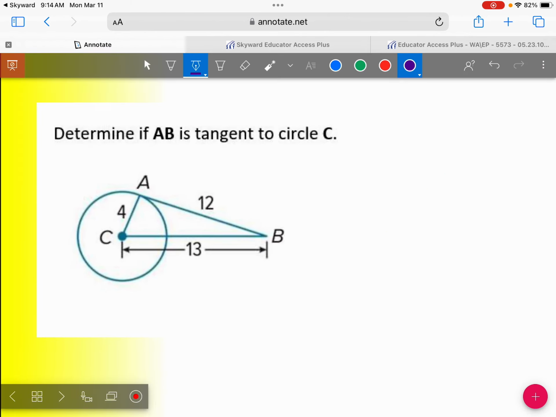All right, go ahead and try to set this one up by yourself. See if it's equal. So what's the longest side? 13. And then the other two sides. Go ahead, type that in your calculator, see if it's true or false.